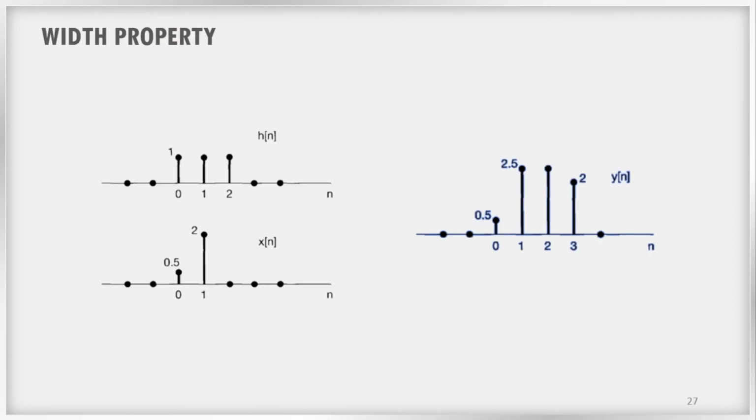And finally, the width property. The width property is important. If I convolve two signals h of n and x of n, what will be the width of the output signal y of n? It can be understood in this way. Here you can see the width of the signal is 2 and here the width of the signal is 1. We know that the width of the output will be W1 plus W2, which we have already studied when discussing the convolution integral. Please keep in mind that the width of the output will be the sum of the widths of the inputs, right?